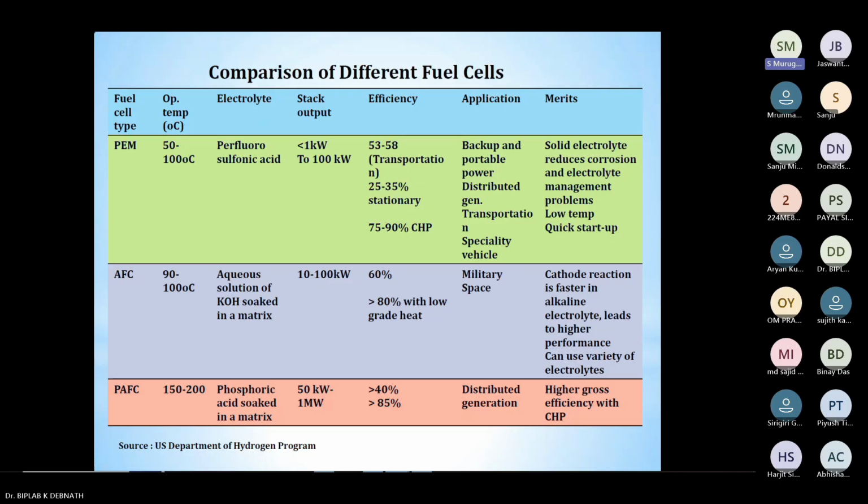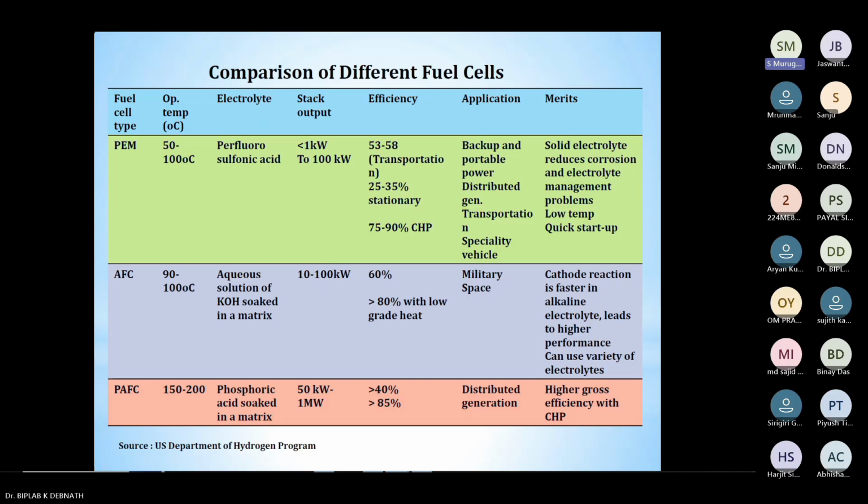Operating efficiency is about 53 to 58% when you use it in transportation. And when you use it in a stationary application, you can get 25 to 35%. And when you combine with the heat, when you use it as a combined heat and power source, then you can get a maximum efficiency of 90%. And of course, there are different applications of PEMFC. You can use it as backup and portable power. You can also use it for distributed power generation, and of course, very low power output generation. Then you can use it in the transportation sector and specialty vehicles. So the merits are that the solid electrolyte reduces corrosion and electrolyte management problems, and you can have a low operating temperature, and you can quickly start the fuel cell.